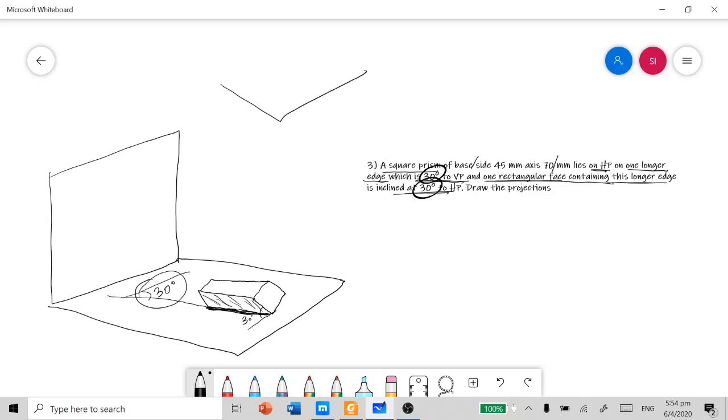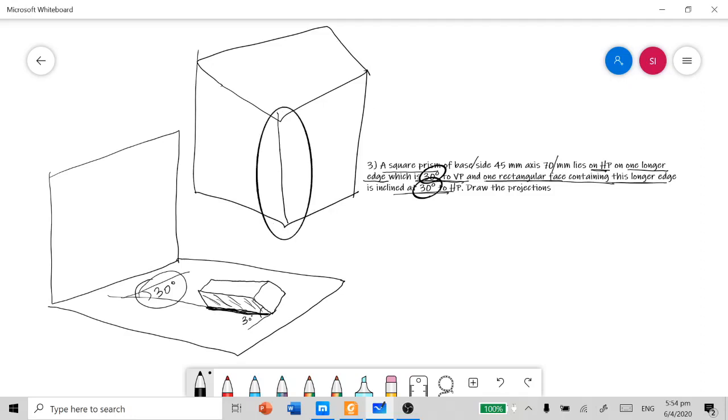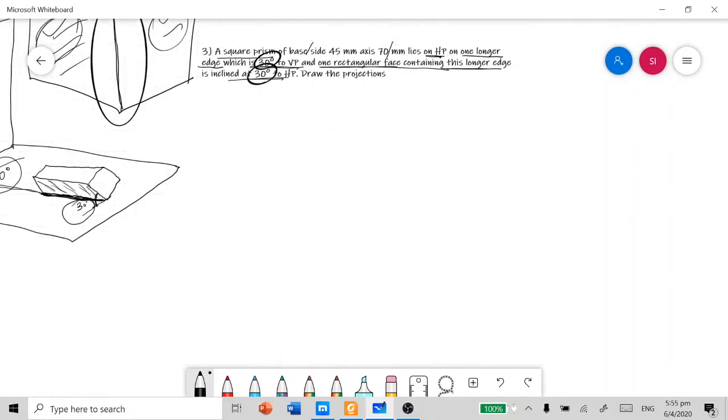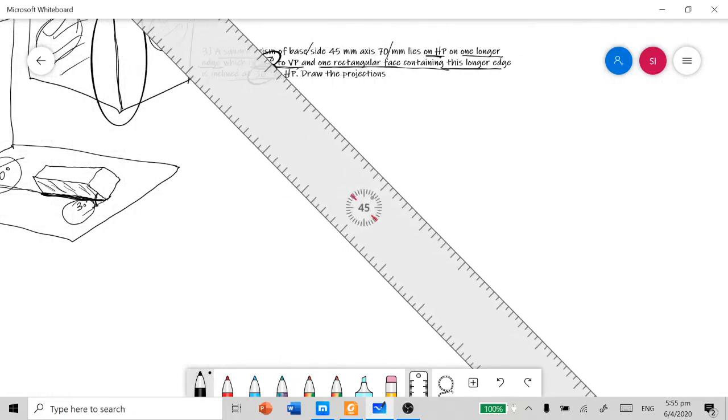In general, in the case of a square prism, if you consider a single longer edge, this longer edge is contained by two rectangular surfaces. In this problem, the rectangular surface containing that longer edge makes 30 degree to the horizontal plane, and the resting longer edge makes 30 degree with the VP. So in this situation, how to draw this answer? Let's see one by one.